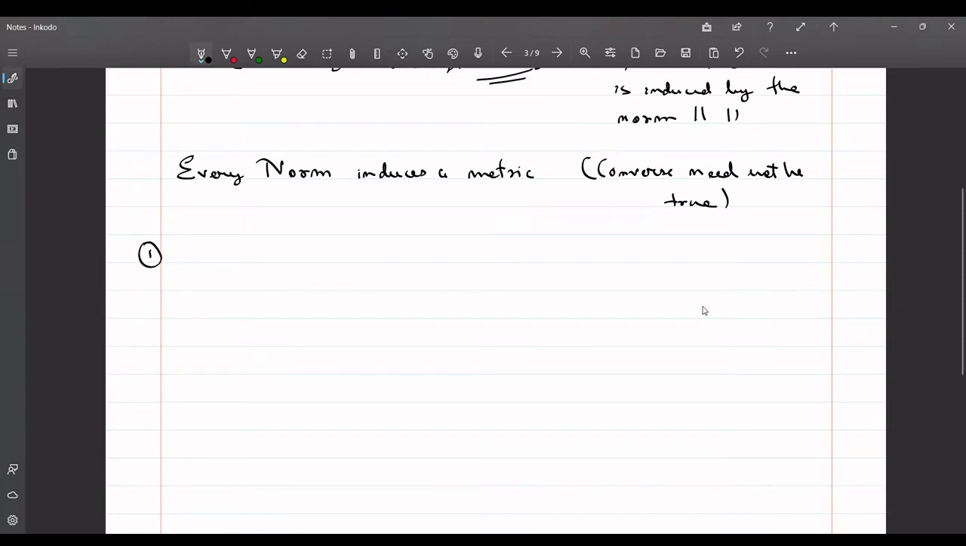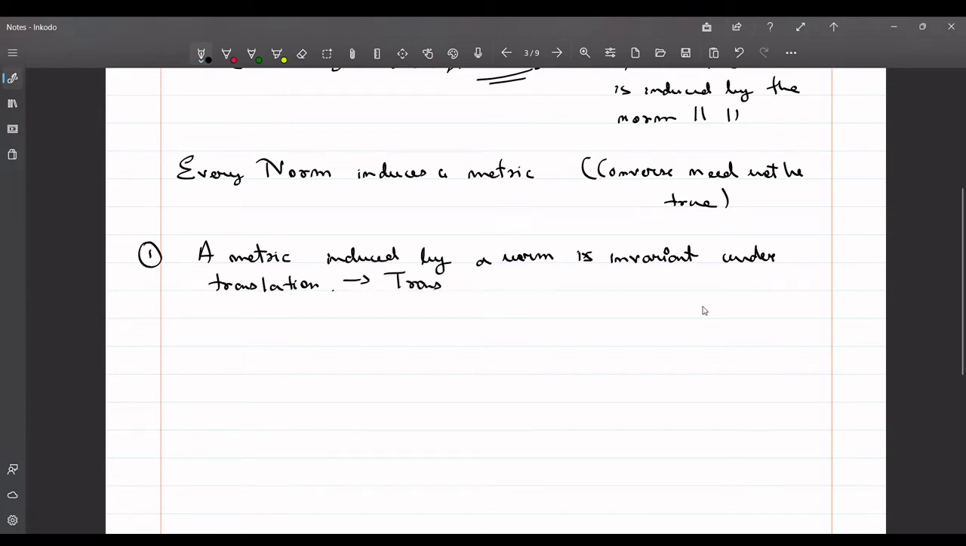Okay. Now some properties related to a metric which we have already discussed. There is the concept saying that a metric induced by a norm is invariant under translation. This is called the concept of translational invariance.